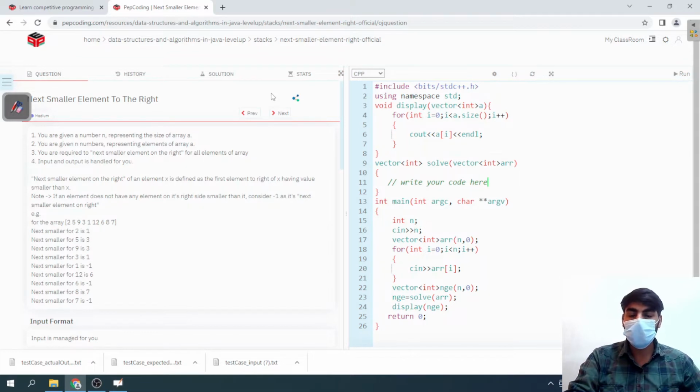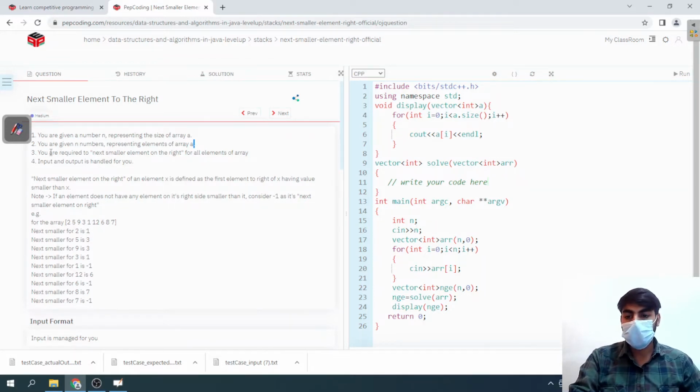So in this video we are going to discuss another question of our stack module, which is next smaller element to the right. Firstly we discuss the question, then we move to our solution. In the question, you are given a number n which represents the size of an array A. In the second line, you are given n numbers representing the elements of array A.